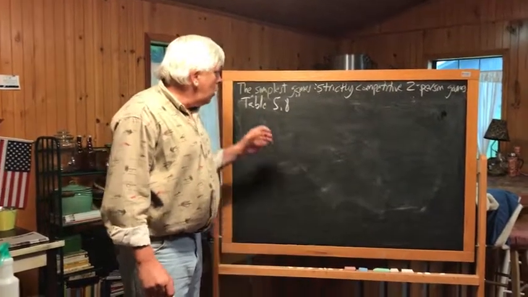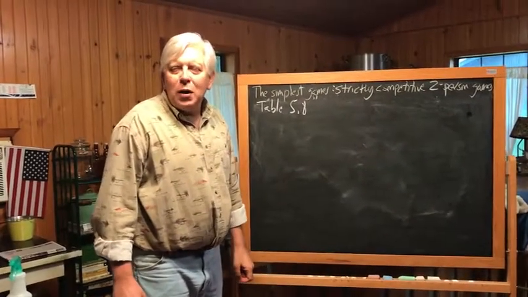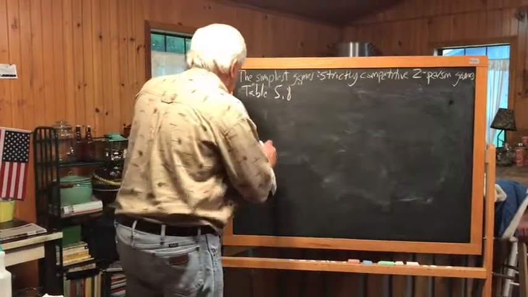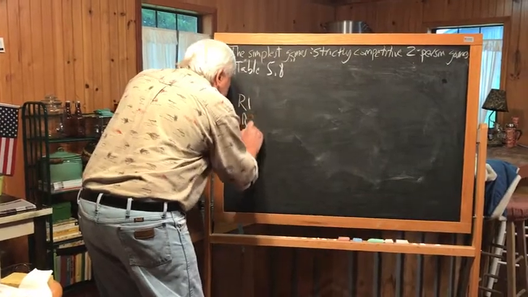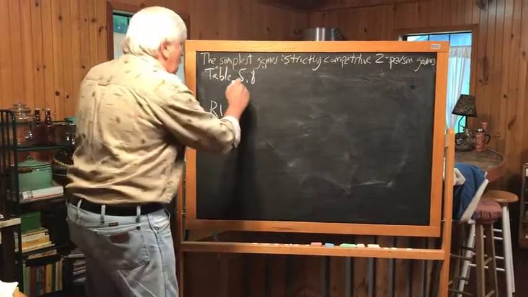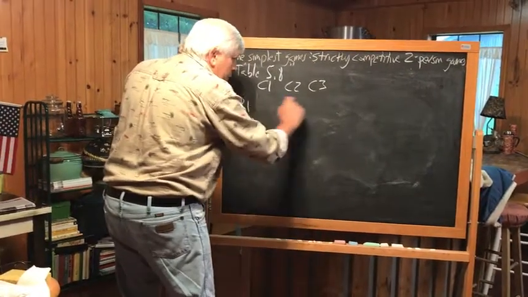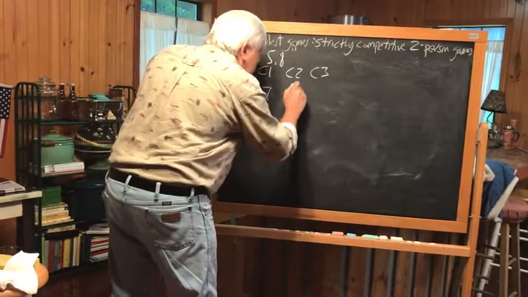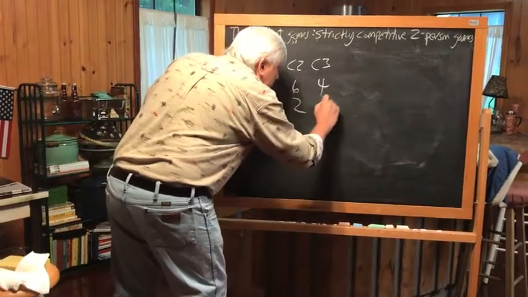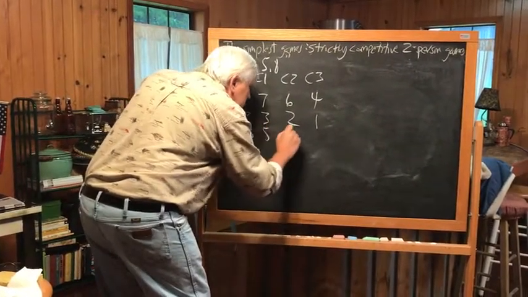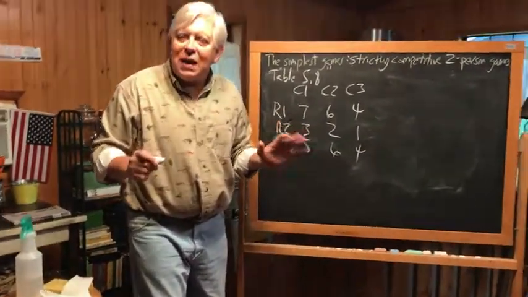Okay, now I want to go back and look at the first problem table I asked you to solve for homework, table 5.8 on page 129. And Marisha, how many rows are there in this table? 3. R1, R2, and R3. And how many columns? 3. C1, C2, C3. And what are the payoffs in the first row? 7, 6, 4. Okay, and in the second row? 3, 2, 1. And in the third row? 5, 6, 4.